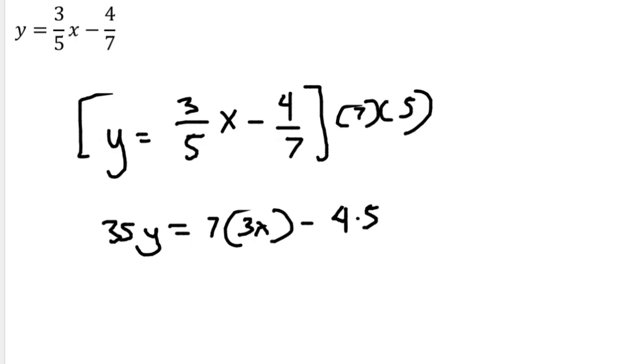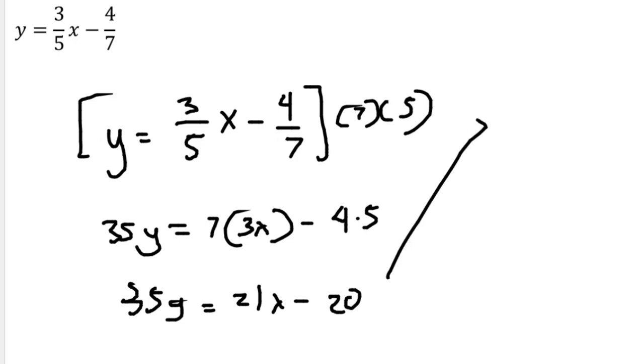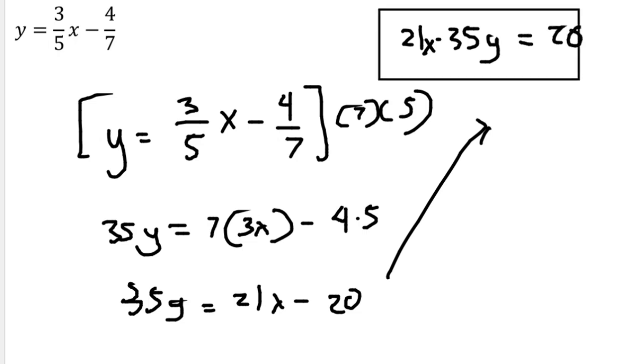So we got 5 times 4, or 4 times 5. We can distribute the 7. That's going to be 21x minus 4 times 5, that's 20. Now what we can do is move 21x to the left side and divide both sides of the equation by negative 1. So we got this as our standard form. That's it for this video.